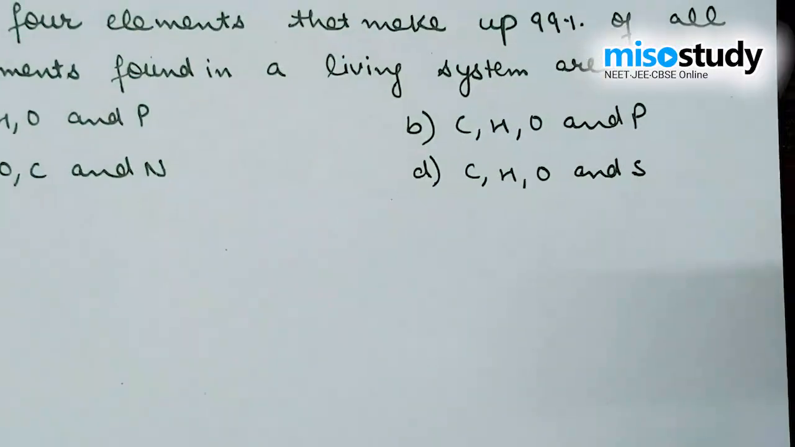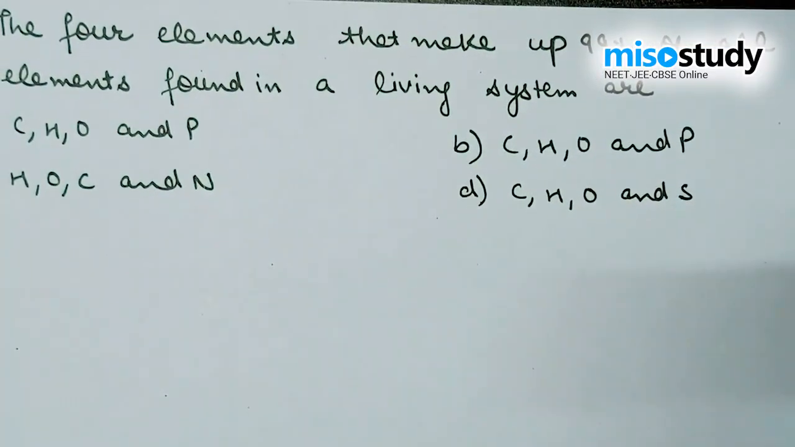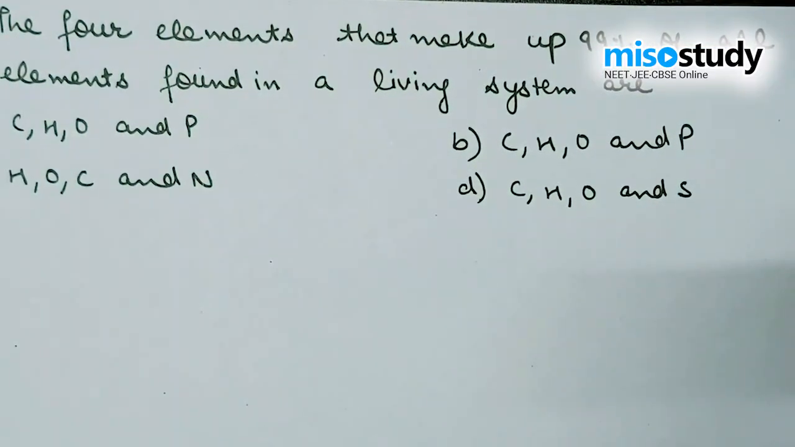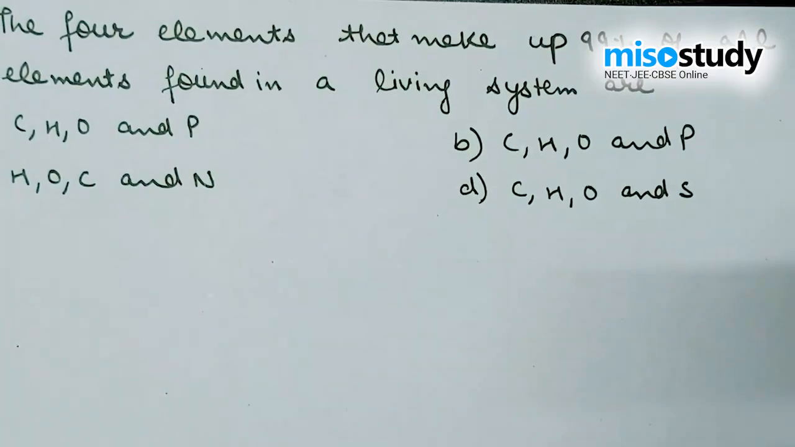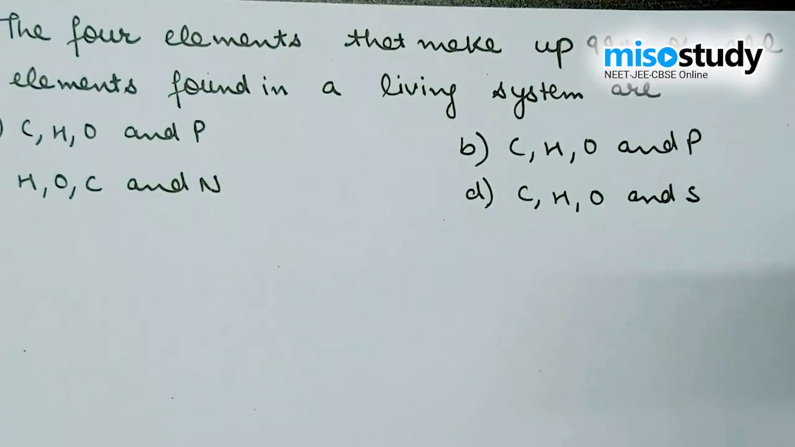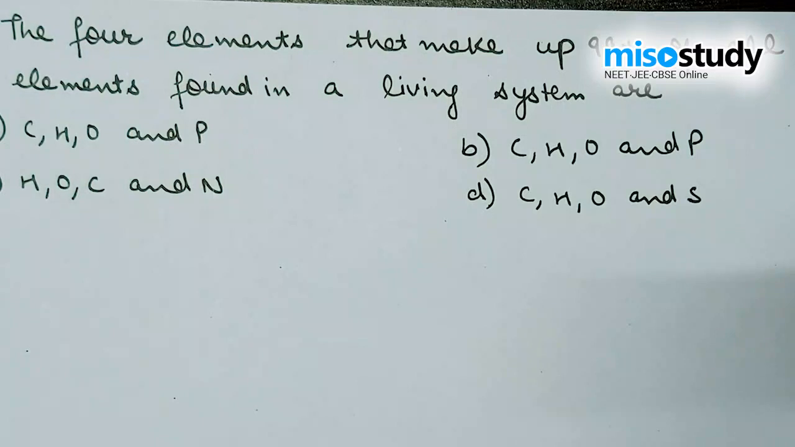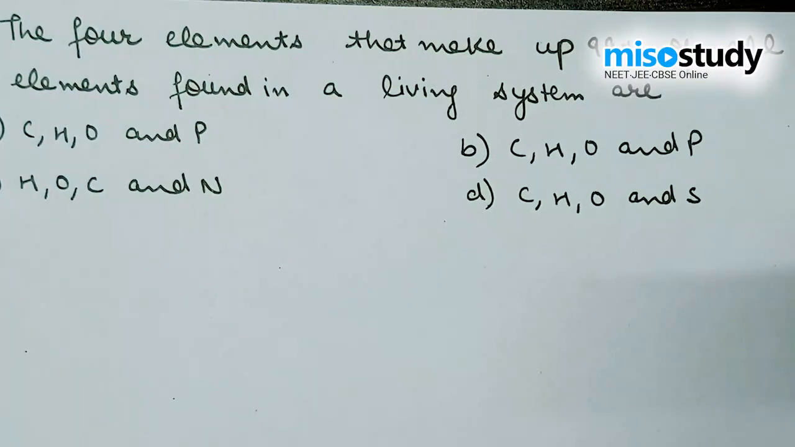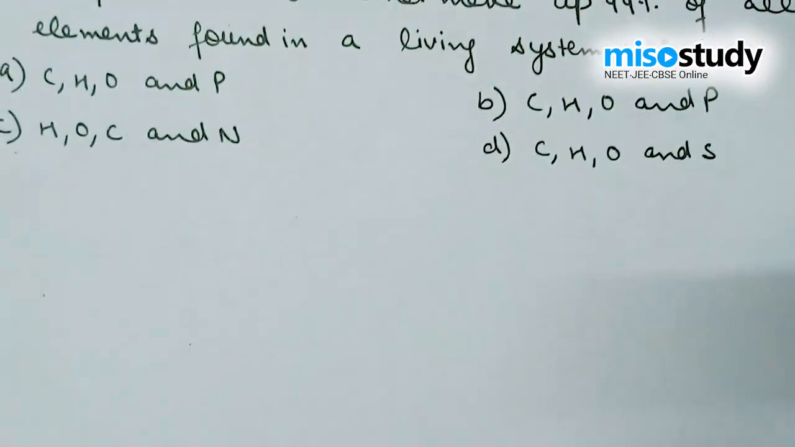The first question from Biomolecules is: the four elements that make up 99% of all elements found in living systems are? Option A is carbon, hydrogen, oxygen and phosphorus. B is carbon, hydrogen, oxygen and phosphorus. C is hydrogen, oxygen, carbon and nitrogen, and D is carbon, hydrogen, oxygen and sulfur.